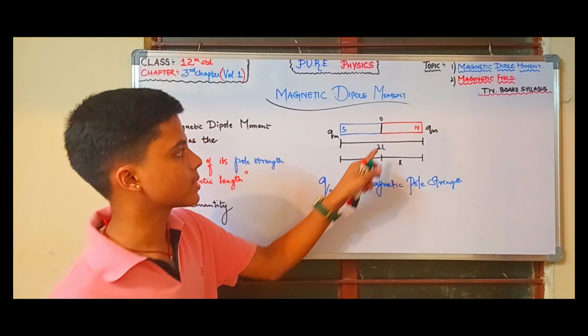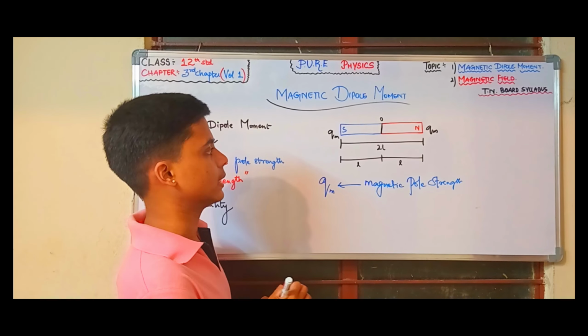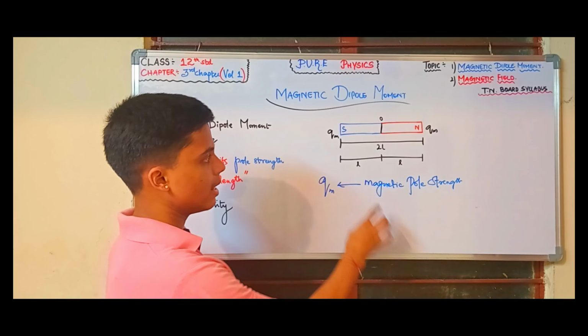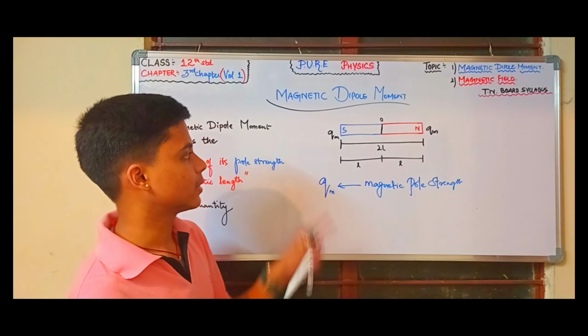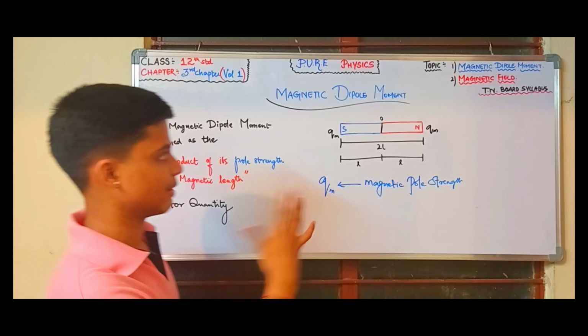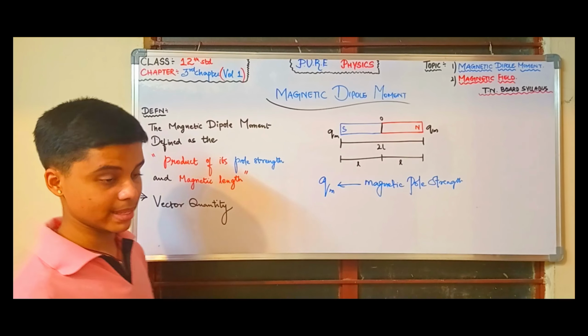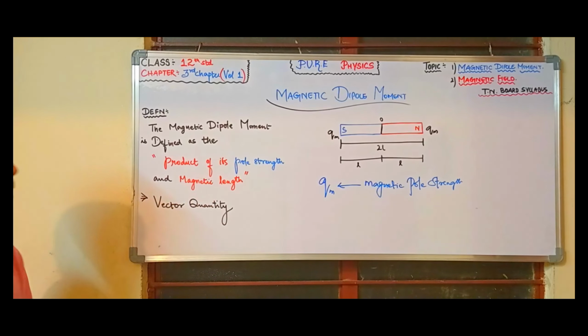And the point O is the geometrical center of the bar magnet, and the distance between the south pole and the geometrical center is called L, and the distance between O and N is L, and the total distance between south and north pole is 2L. Now, the definition given in the textbook is that magnetic dipole moment is defined as the product of the pole strength and the magnetic length.